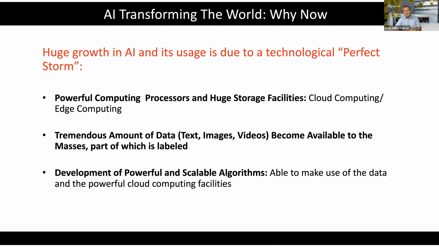And then the third one, development of powerful and scalable algorithms. These algorithms that are generating this perfect storm were developed 20, 25 years ago. I'm coming to the history of these types of algorithms, but they haven't been able to impact society or industry, because they were extremely difficult to implement in powerful computer systems, which is what makes them functional and operational within almost real-time applications.